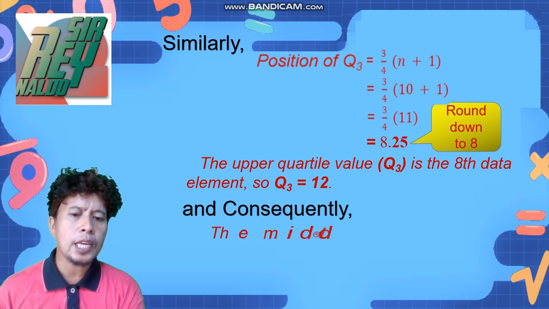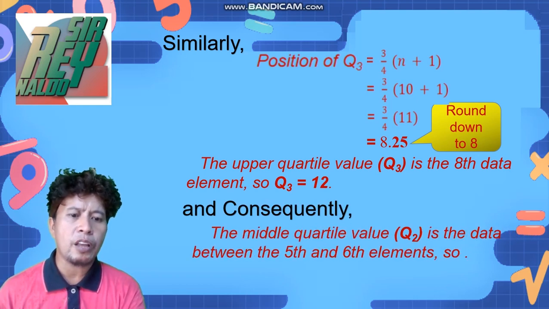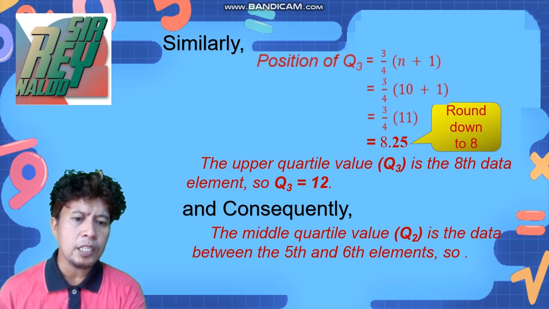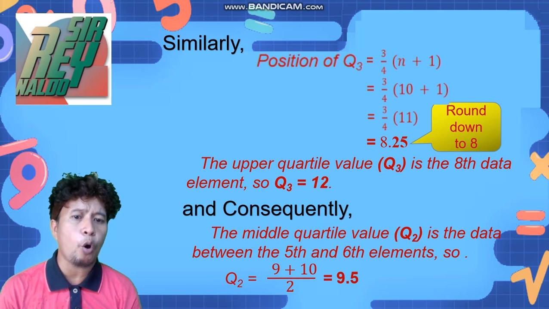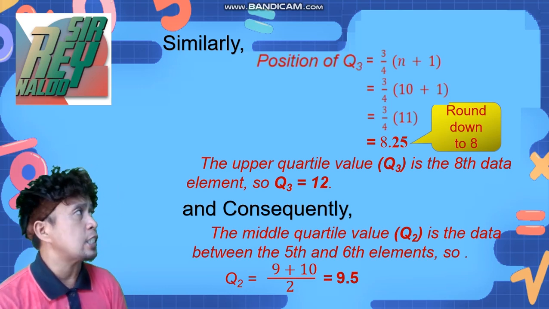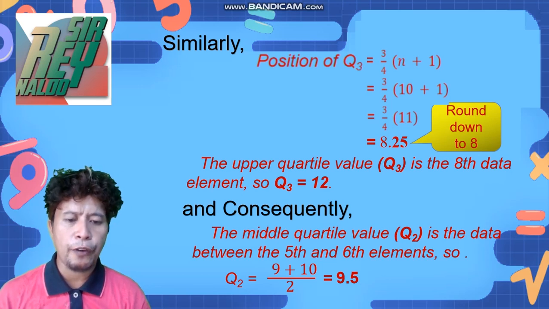And consequently, the middle quartile value Q2 is the data between the 5th and the 6th elements. So, we have Q2 is now equal to 9 plus 10 all over 2, and that is equivalent to 9.5. Okay, I hope you can follow.